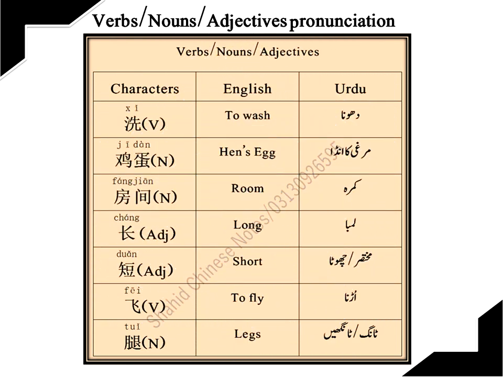Okay, mix up words. 洗, verb, to wash. 鸡蛋, hen's egg. 房间, room. 长, pull the air out of your mouth, long. 短, short, the opposite of long. 飞, to fly. 腿, legs.